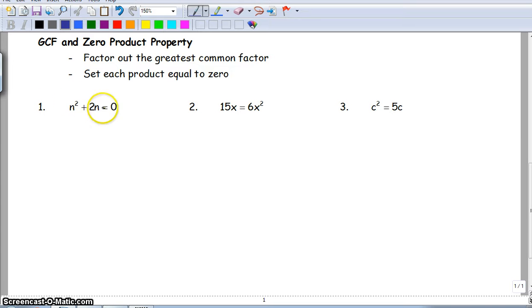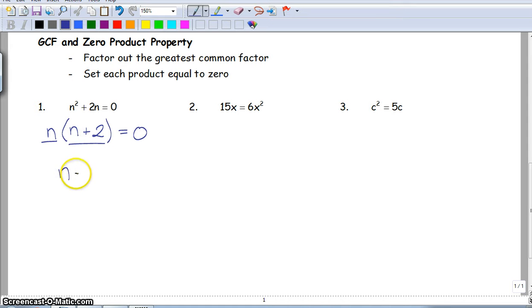So in this first problem, between n squared and 2n, the greatest common factor is n, and then I have n plus 2 left in the parentheses. N times n gives me n squared, n times 2 gives me 2n. From there, I want to know what will make either one of these products equal 0. That way I get a true solution.